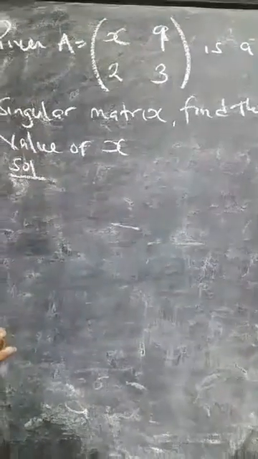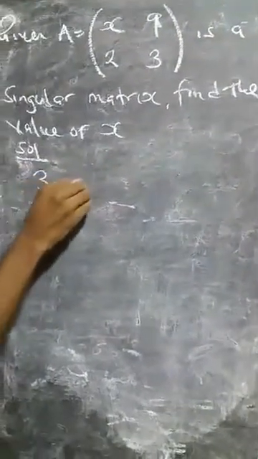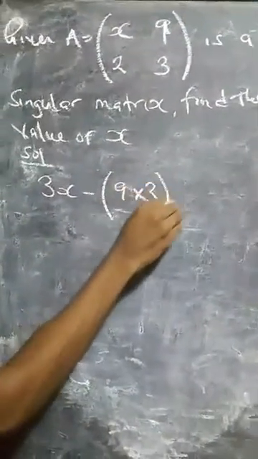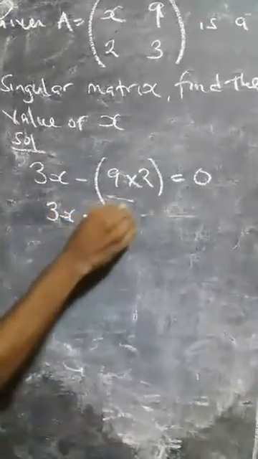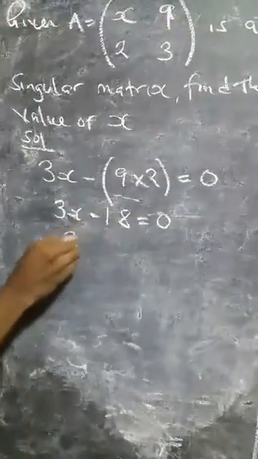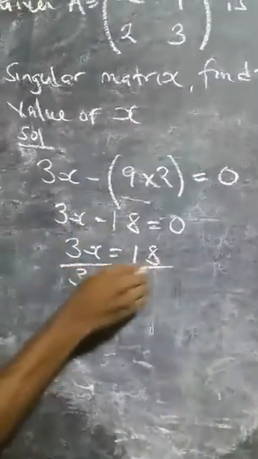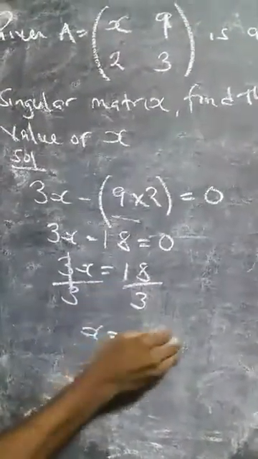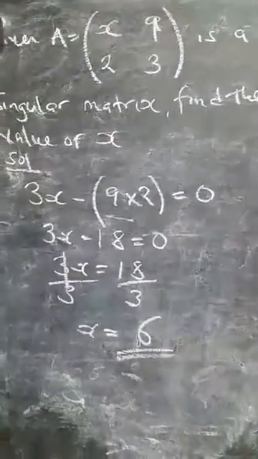So again, solving this is very simple. So it's 3 by X, that's 3X minus, open brackets, 9 by 2. Our answer we know must equal a 0. So it's 3x minus 18 is equal to 0. 18 goes the other side, 3x is equal to 18. We divide over 3. X is equal to 6.